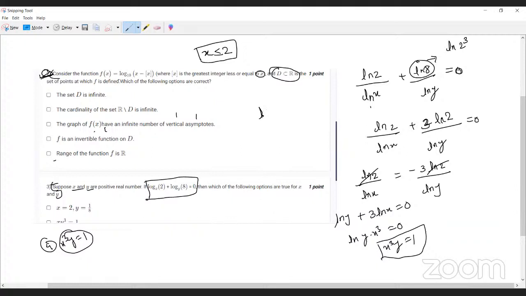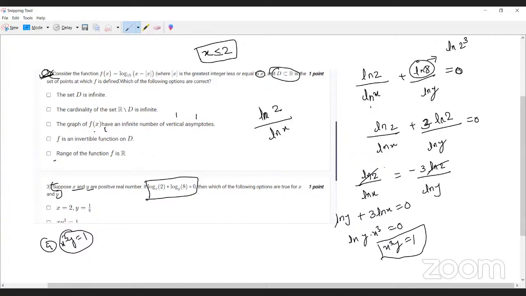Yes, ln 2 by ln of x, how does ln x come? Just tell me, from this to this. No, here you are simplifying through the base change property. Actually, I forgot the base change property. ln 2 by ln of x, how does ln of x come?